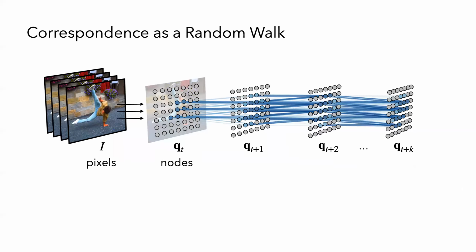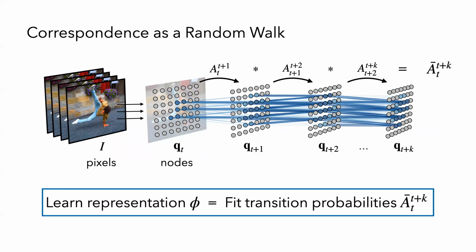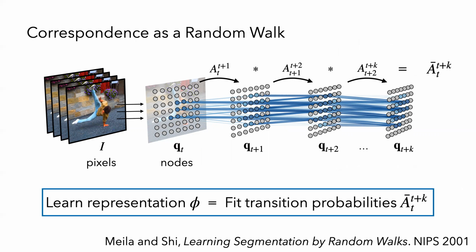Given the space-time nature of our graph, we can view the random walk essentially as implementing probabilistic patch tracking across time. Moreover, we can efficiently compute long-range correspondence simply by chaining together these steps on the graph. So under this formulation, learning a representation essentially amounts to fitting the transition probabilities of this walk on the graph. This is reminiscent of the classic work from Marina Meila and Jianbo Shi, titled Learning Segmentation by Random Walks, which was presented at NeurIPS almost 20 years ago.